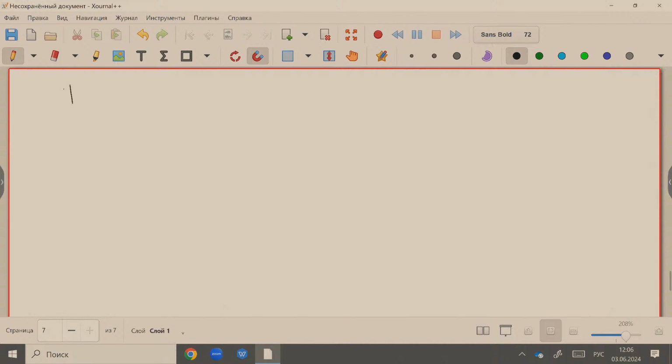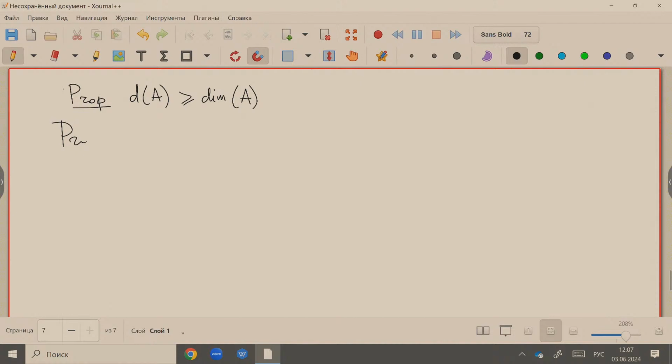So the proposition, how we can compare d of A and the full dimension. So the main proposition here is this one. And for this, we will need some control. Yeah. So this is the proof.